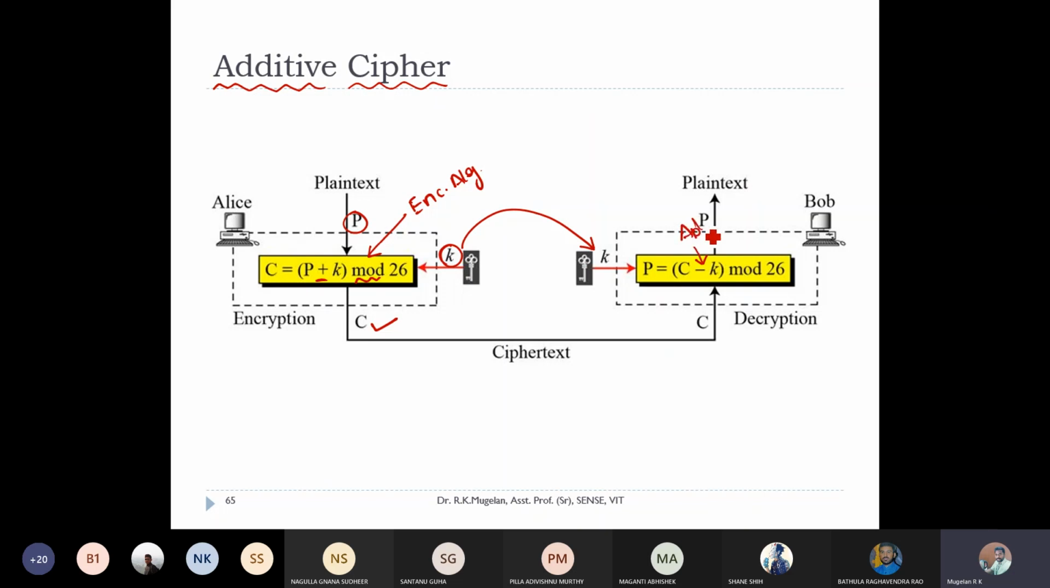so I'm having an additive inverse, followed by the modulo operation of 26 to get the plain text back.